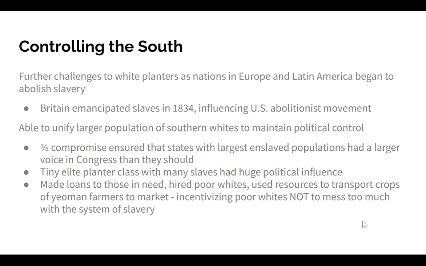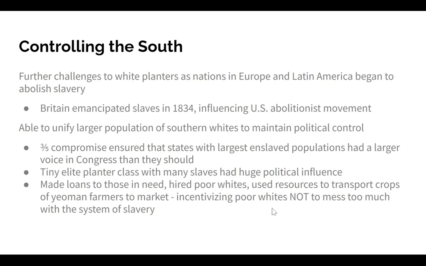So we're going to see that there were some challenges to white planters from external influences. Nations like Europe and Latin America are going to begin to abolish slavery. Britain emancipated slaves in 1834, and this is going to influence and grow the U.S. abolitionist movement. But they were also able to unify the larger population of Southern whites to help them maintain political control.